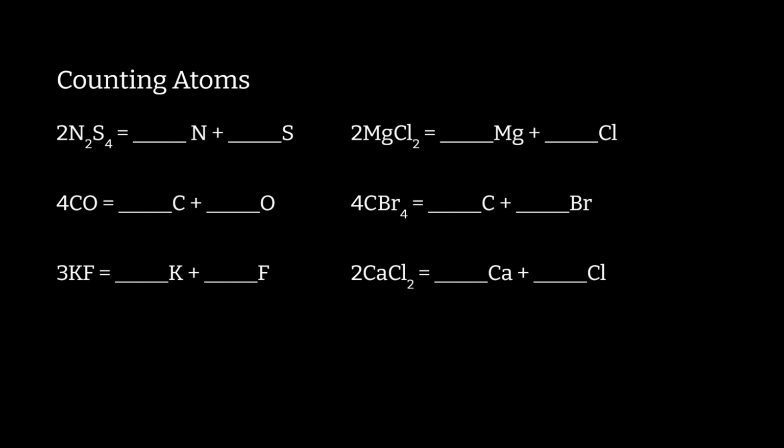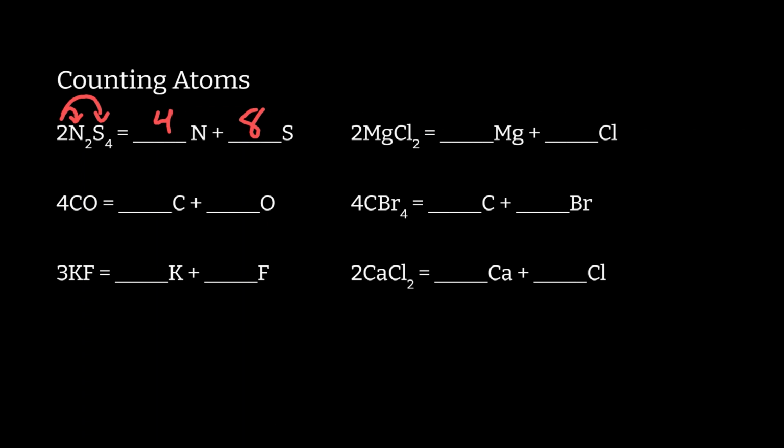Now let's go ahead and take a look at a few examples. So we have our 2N2S4. So counting out our number of atoms that we have, this 2 is going to multiply out right here. So we're going to end up with 4 nitrogen atoms. The same thing will happen with the other subscripts. So 2 times 4 is going to give us 8 sulfur atoms.